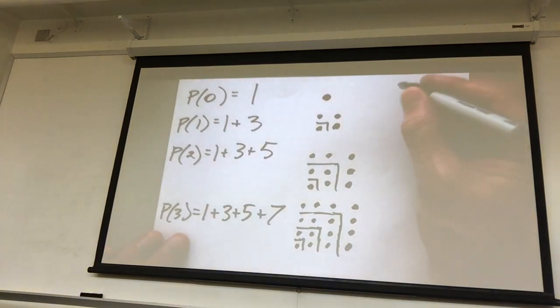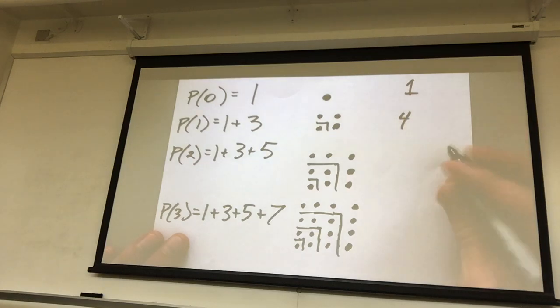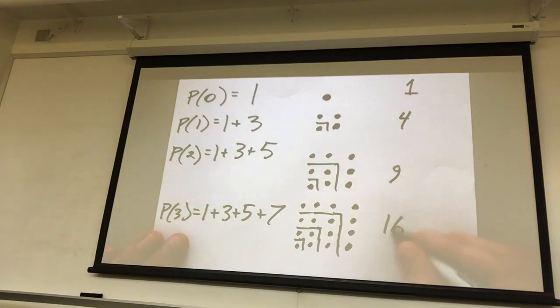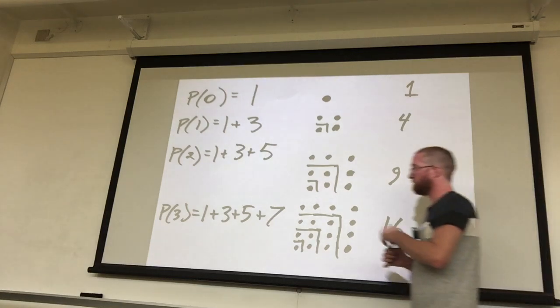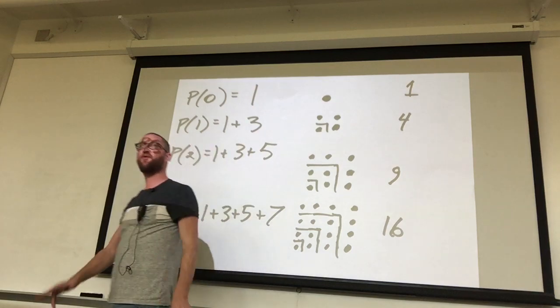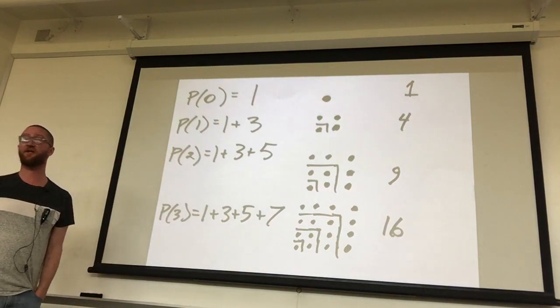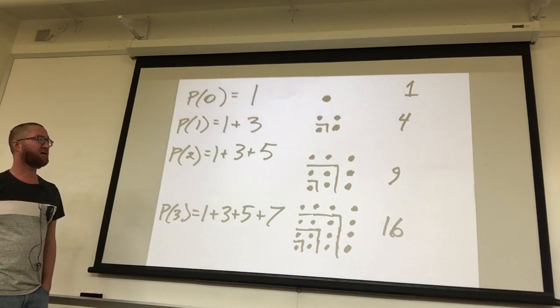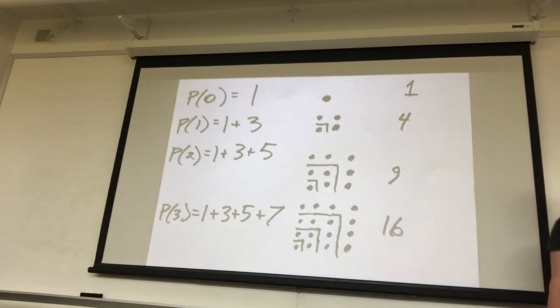Okay, so we're going 1, 4, 1, 4, 9, 16. So we have not proved anything at this point. We're going to do this through induction, but does anybody have a guess on what P of n would actually equal?